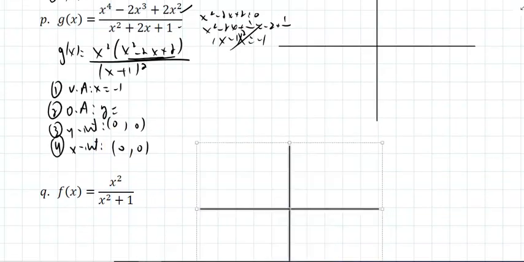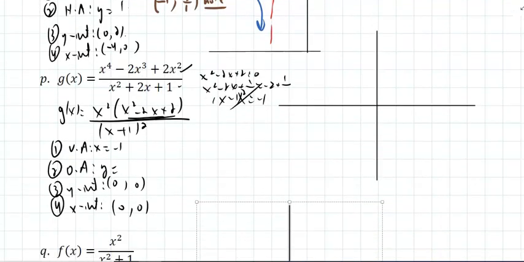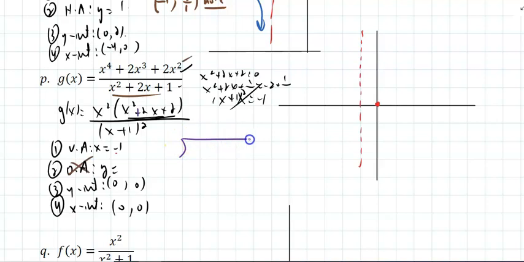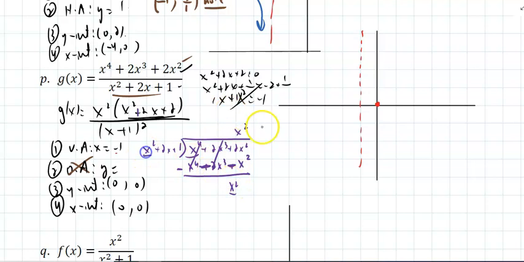So if I look at this graph, well, let's take x to the 4th plus 2x cubed plus 2x squared divided by x squared plus 2x plus 1. That is x squared, x to the 4th plus 2x cubed plus x squared. Subtract. That will be x squared. X squared divided by x squared is 1. So that is y equal x squared plus 1.